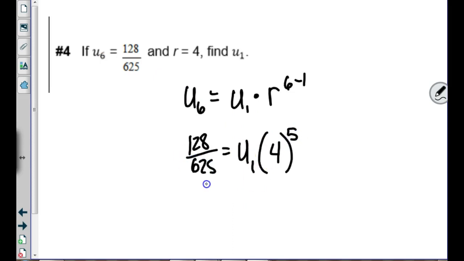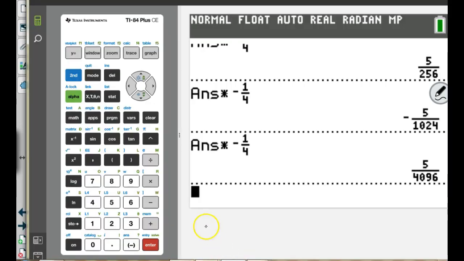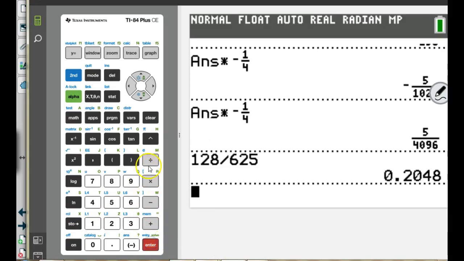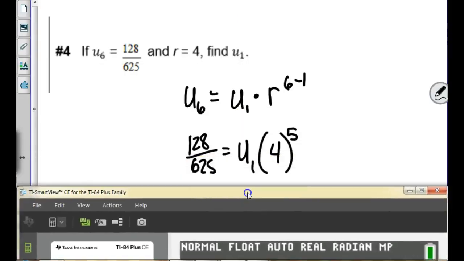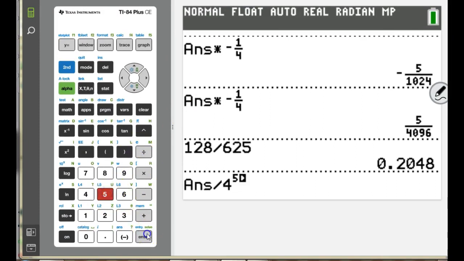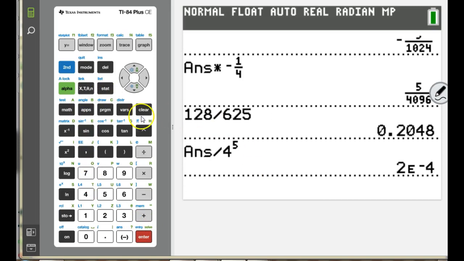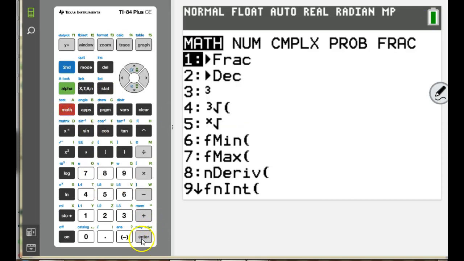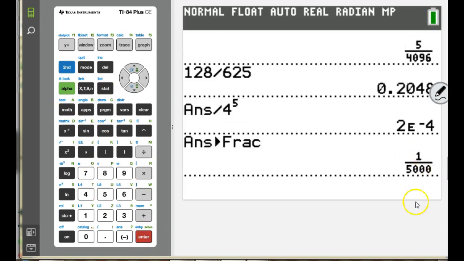So, oh, ew, this is going to be an icky little number, isn't it? Oh man, what's with all these crazy numbers? I hope my calculator is going to do it. I'm not too confident. 128 divided by 625, is that what it was, guys? And then I'm supposed to divide that by 4 to the 5th? Oh, well, that's not that bad of a decimal. I don't know if it'll change it back or not, but that's 1 over 5,000. Did someone else get that?